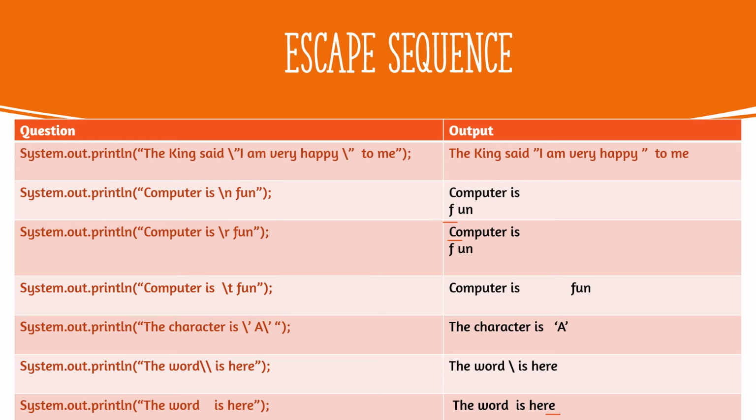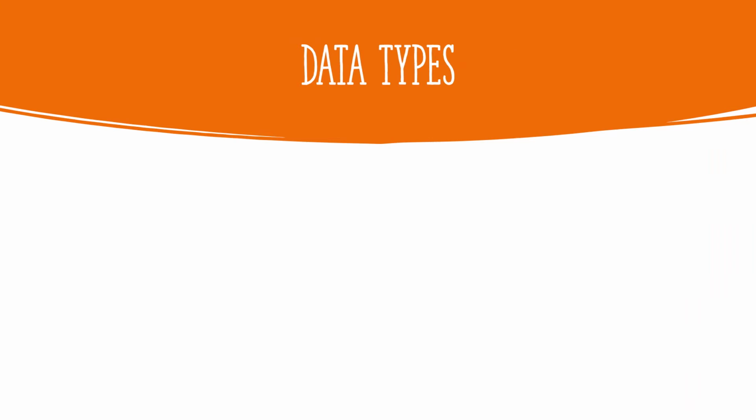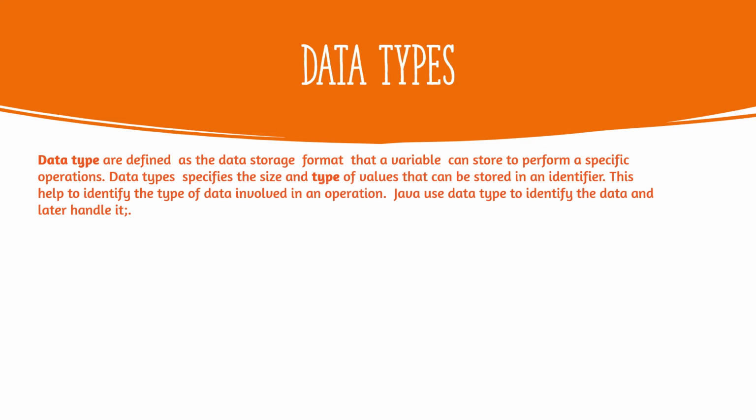So I hope you understood the concept. The next important topic is data types. Data types are defined as the data storage format that a variable can store to perform a specific operation.